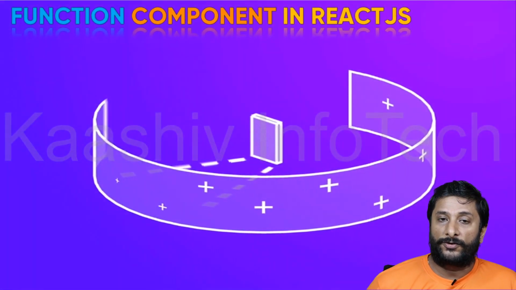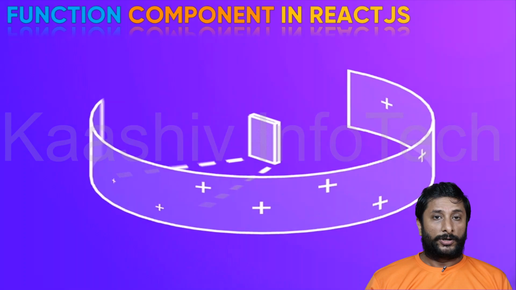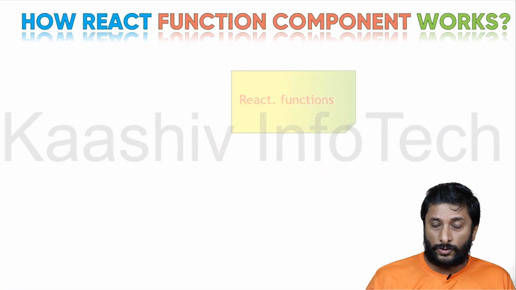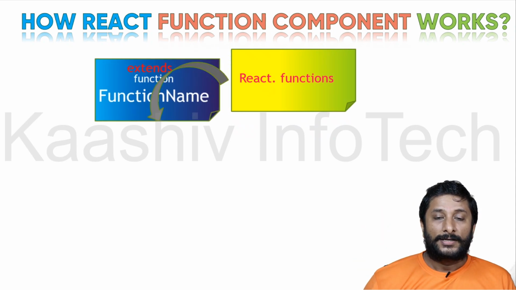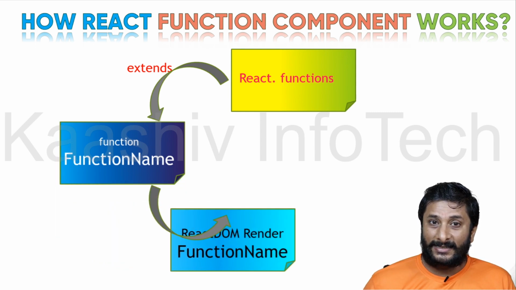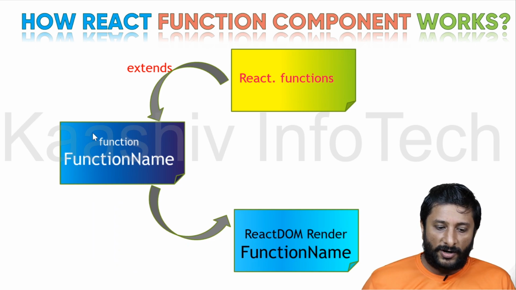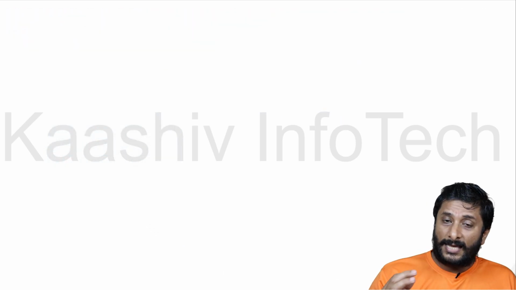Let's talk about the functions. You may ask me a question, how does the function work? If we talk about functions, it's very simple when compared to class component coding. Function, that's it, simple. React.Component is the main one used for extending, but we are not going to use it for functions. Function name, ReactDOM.render the function name. This is how you'll write it.